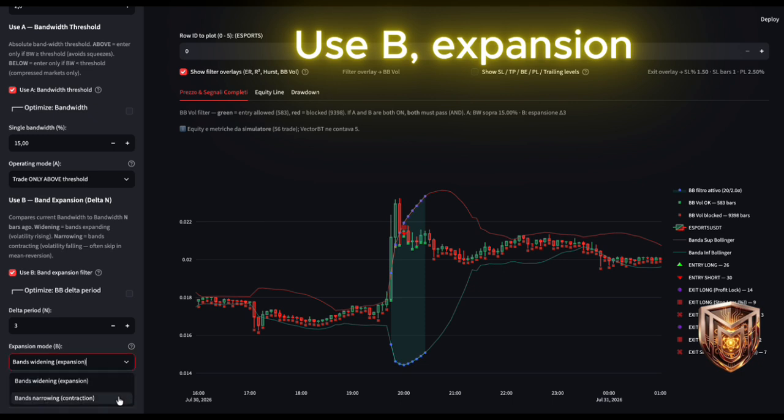Use A and B are independent. If both are on, both need to pass together. Use A looks at how wide the band is right now. Use B looks at whether it's growing or shrinking.